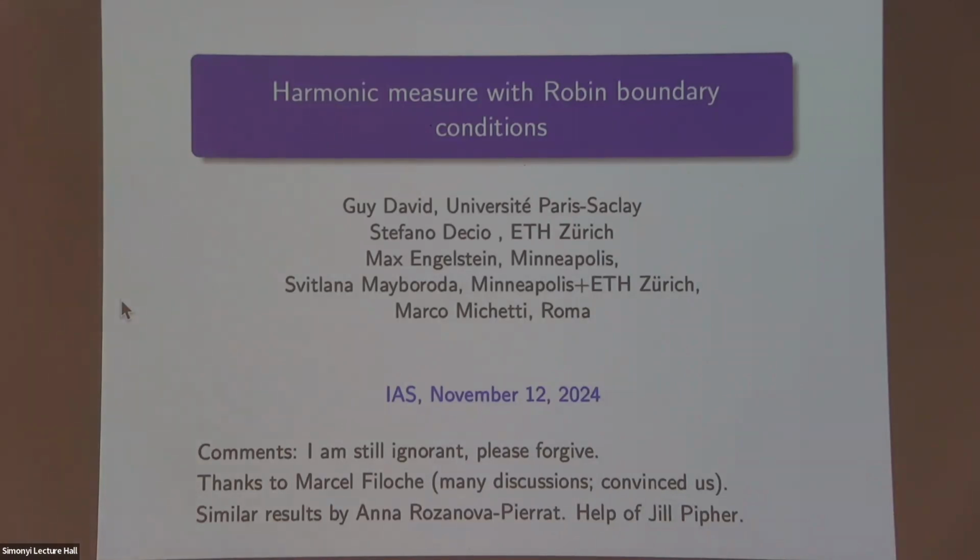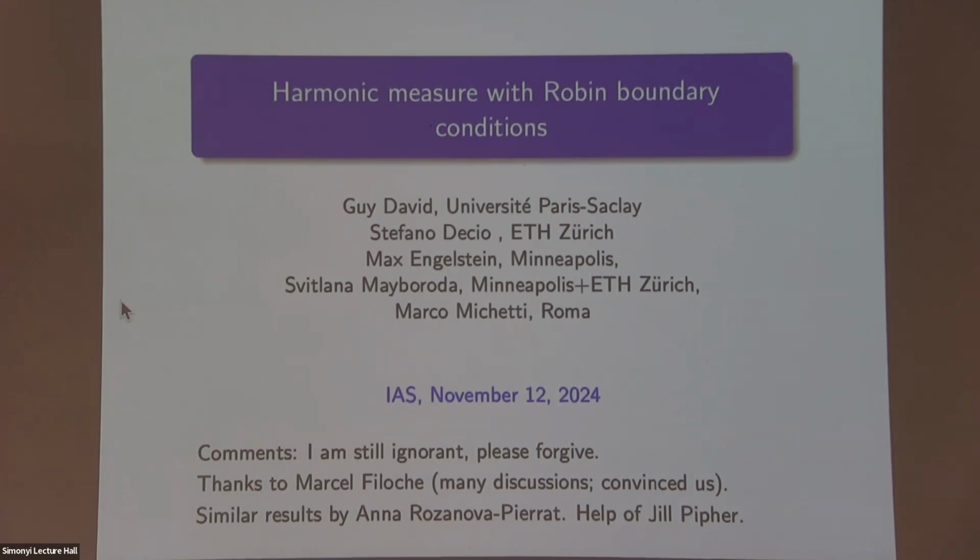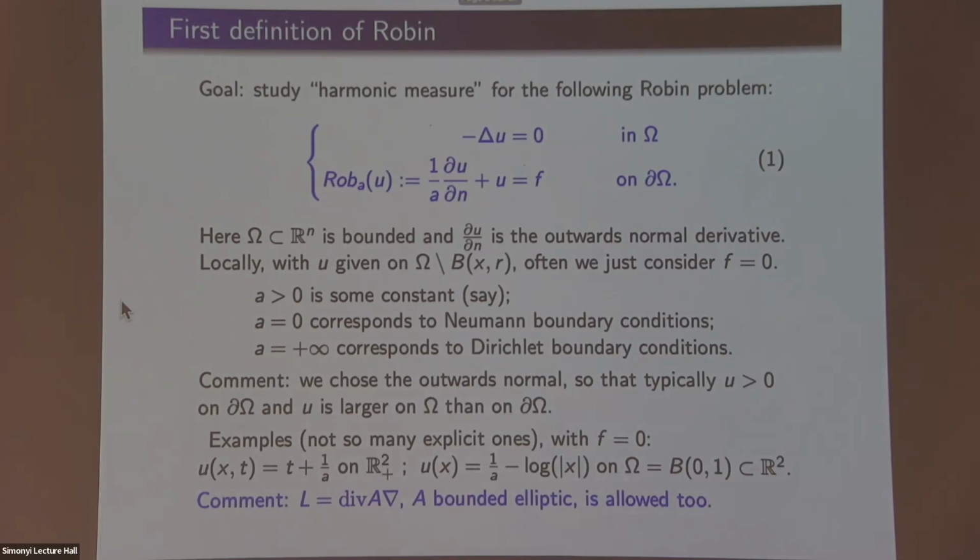So the thing is, I'm going to talk to you about joint work with these people. Marco Decio, who is now in ETH, Michael Engelstein, Svetlana, who you know, and Marco Michetti, who was a postdoc in Orsay. And to some extent, it's also done with Marcel, because he was essentially explaining the problem to us and convincing us that it can be interpreted. And then there will be a point where I will say that genre culture helps. Okay, so let me try to go through.